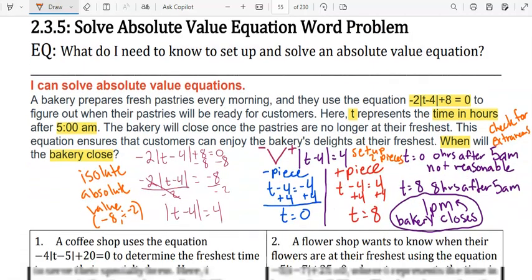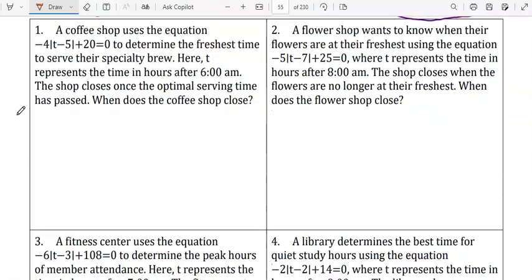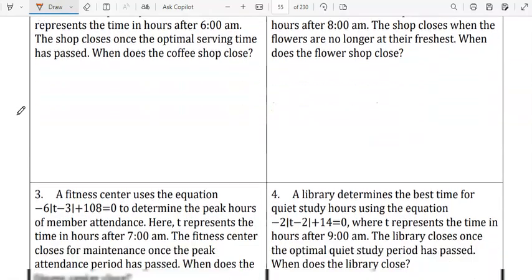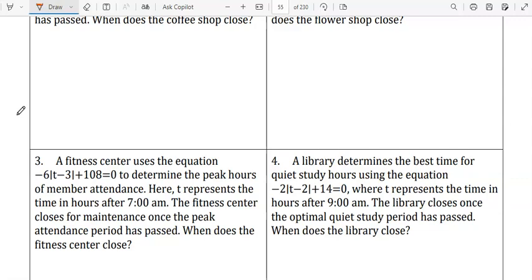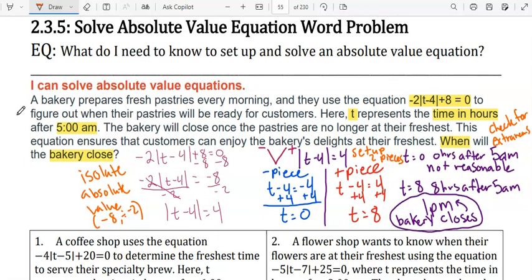Go ahead and try the other questions on your own. Be sure to answer the essential question.